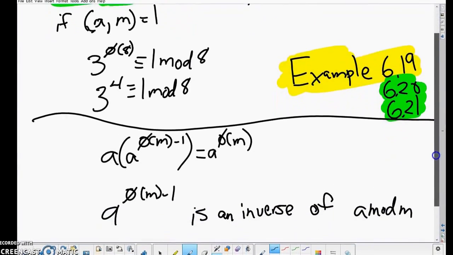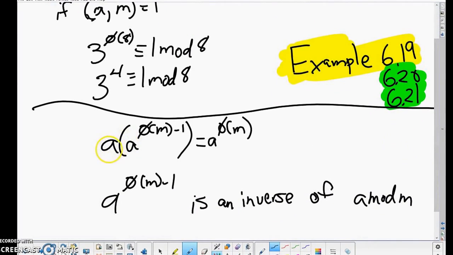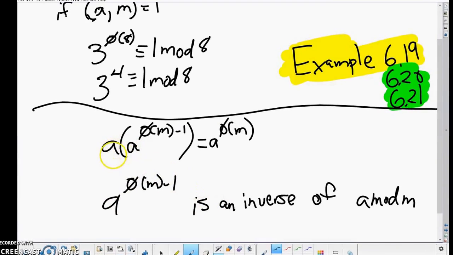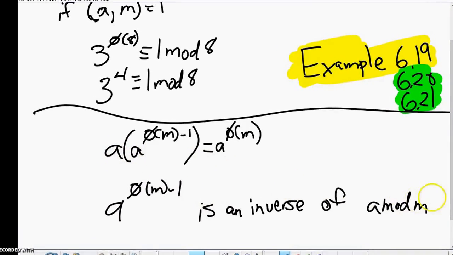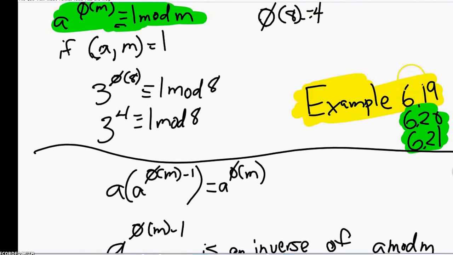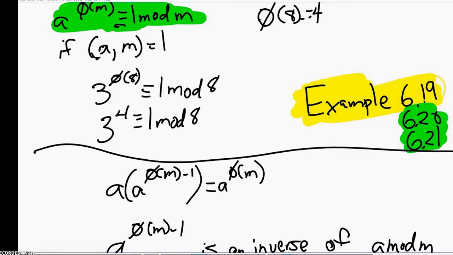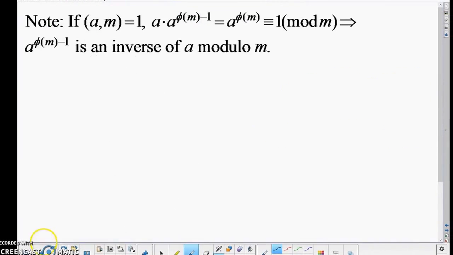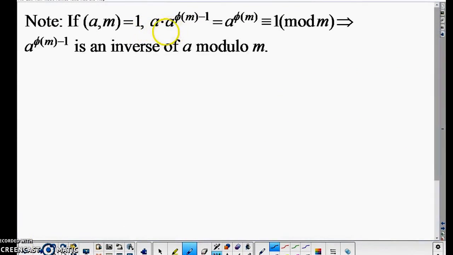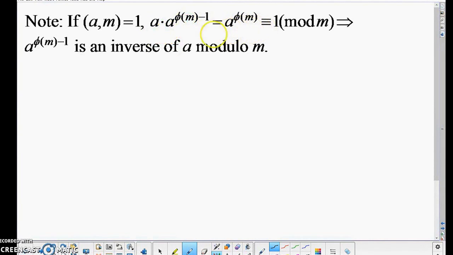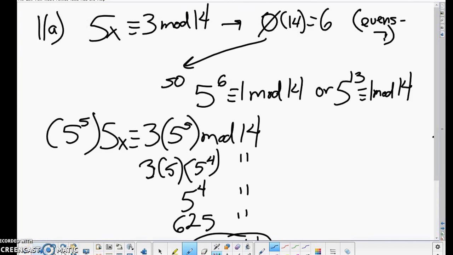To take this a step farther, if that's true, then a number raised to 1 less than the phi of m would make sense. And if that's the case, then that must be the inverse, or the number that will make that cancel out. So there is some power to that. I would definitely encourage you to look through examples 6.19, 20, and 21 as you have some time. Once again, in a cleaner variety, a number times the number raised to the phi minus 1 is equal to 1, which would be an inverse, as explained just a second ago.